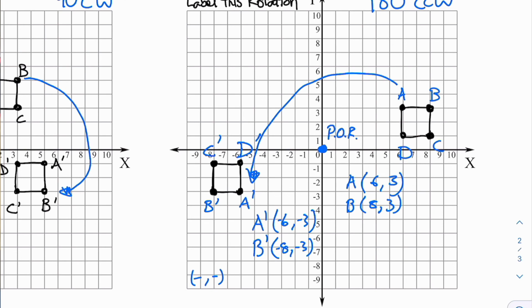So there you go, we've shown how to do a rotation. Remember, always put the coordinates down and then follow the rules for 90, switching the numbers, and then make the signs proper for the quadrant it's going to, and then always label it properly.